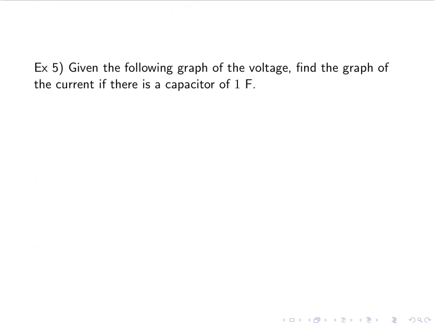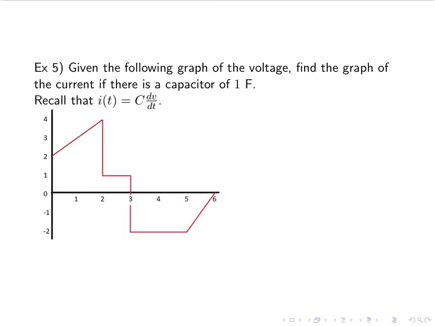Example 5. Given the following graph of the voltage, find the graph of the current if there's a capacitor of 1 farad. So we're going to recall that the current is the capacitance times the derivative of the voltage. So here's our graph of the voltage. So if I want to find the graph of the current, I'm going to take C, the capacitance, which is 1 in this case, and multiply it by the derivative.